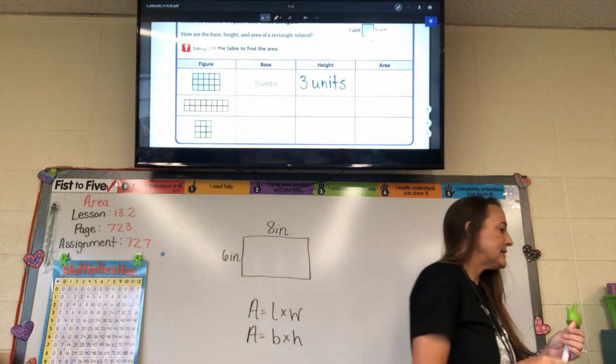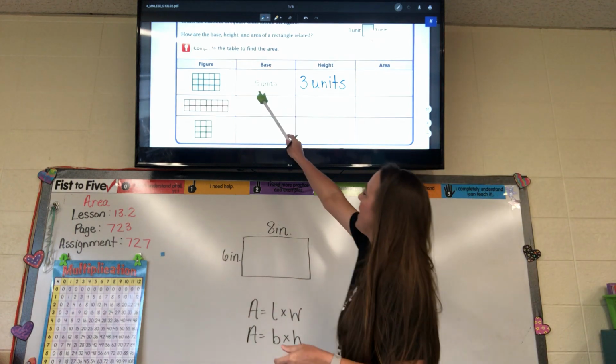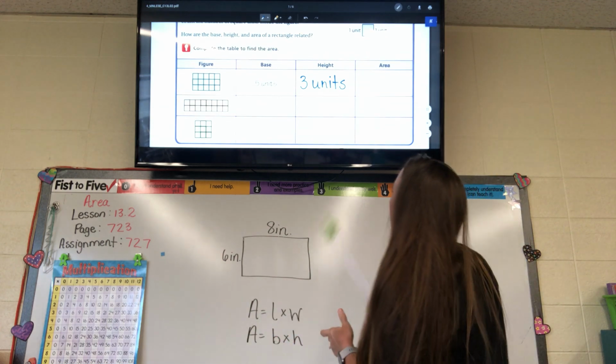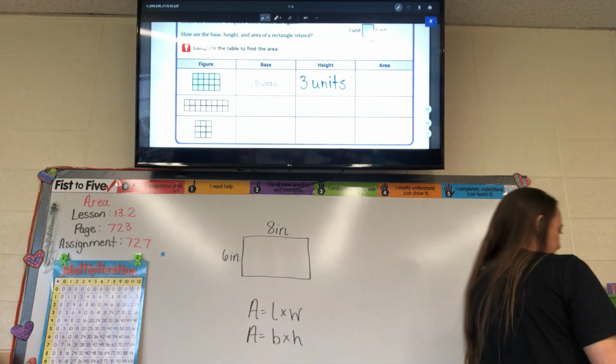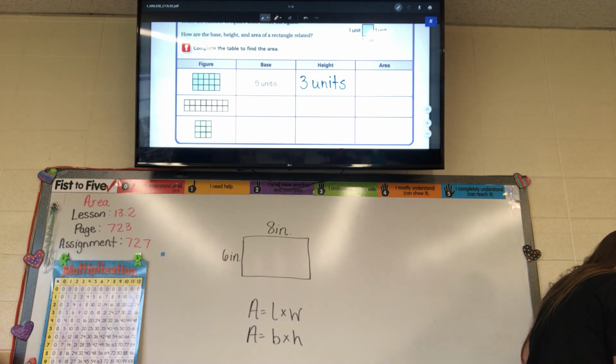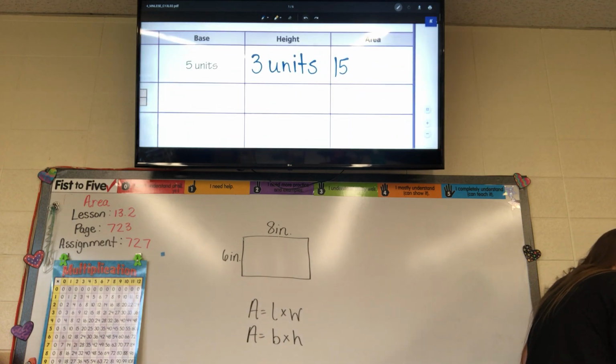Okay, for the height. And the area then would be 5 times 3, so 5, 10, 15 square units. So we write the 15, and then we write the words square units.